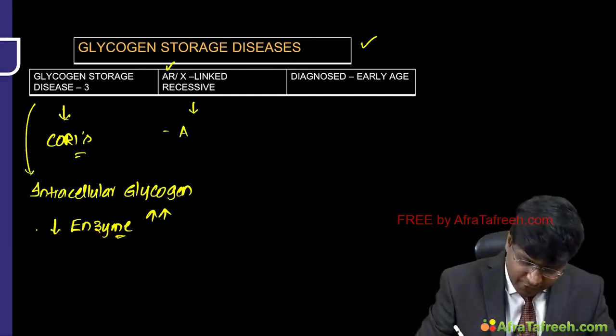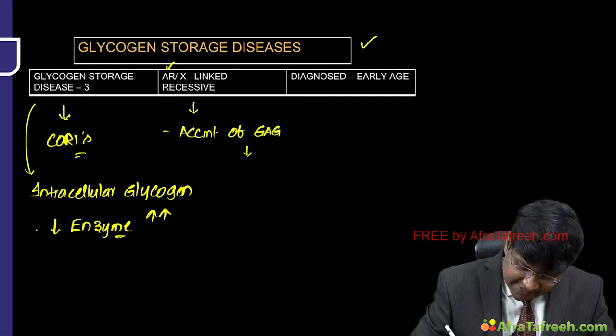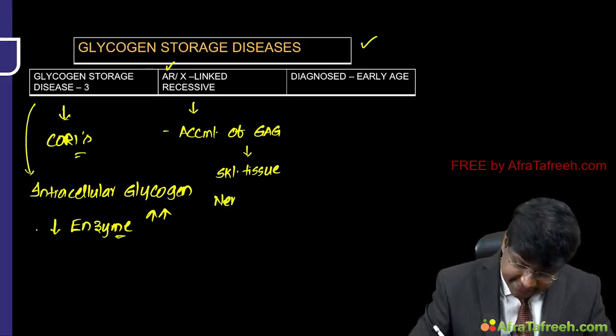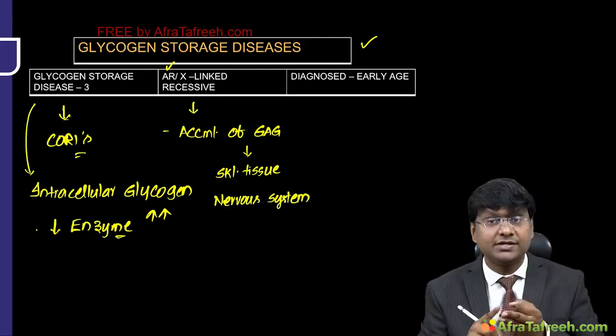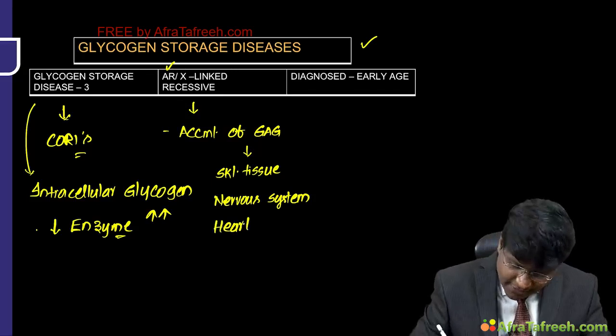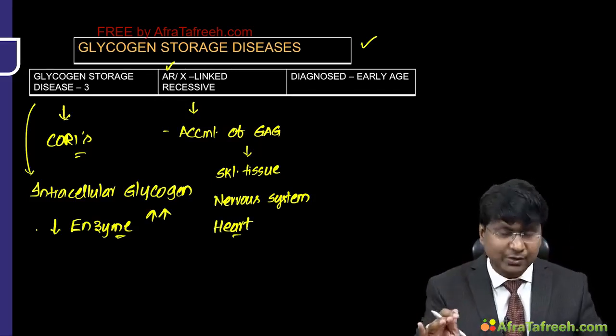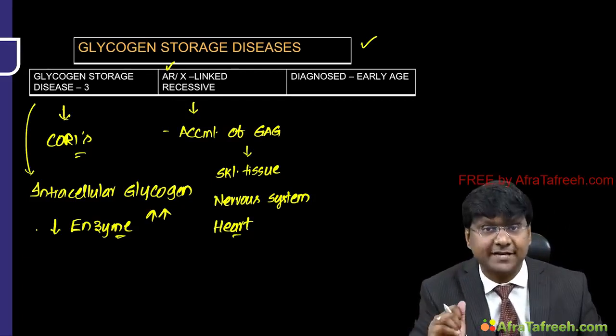There is accumulation of glycosaminoglycans within the skeletal tissue, accumulation of glycosaminoglycans within the nervous system, and accumulation of glycosaminoglycans even within the heart. So these are the structures which are defective in glycogen storage disease type 3.